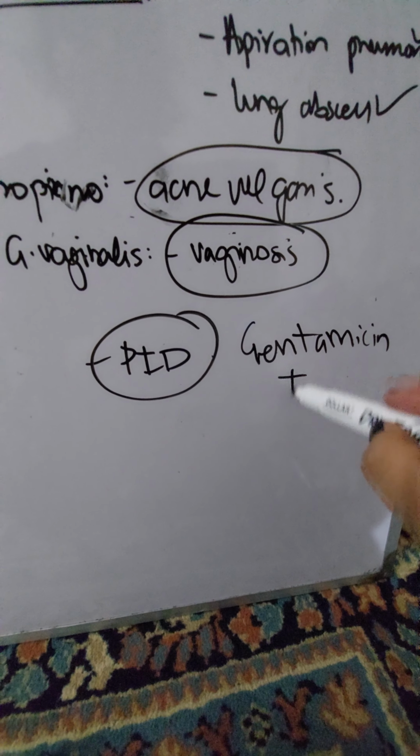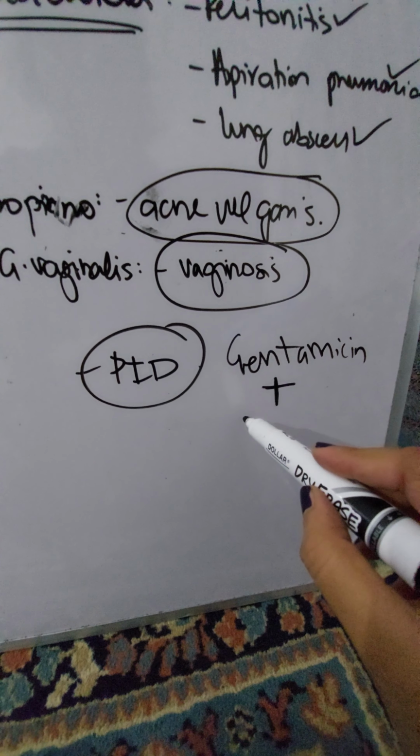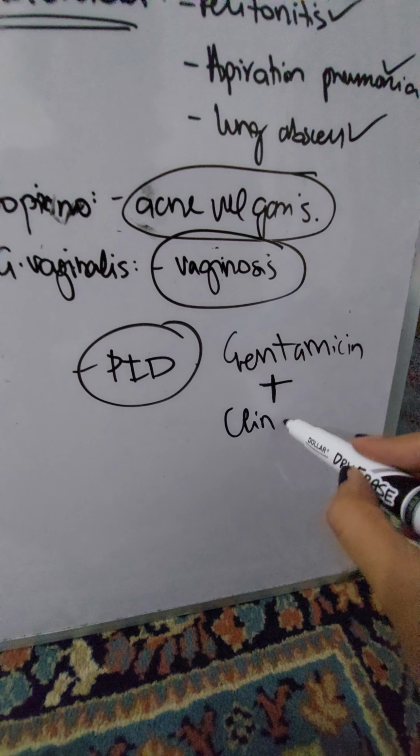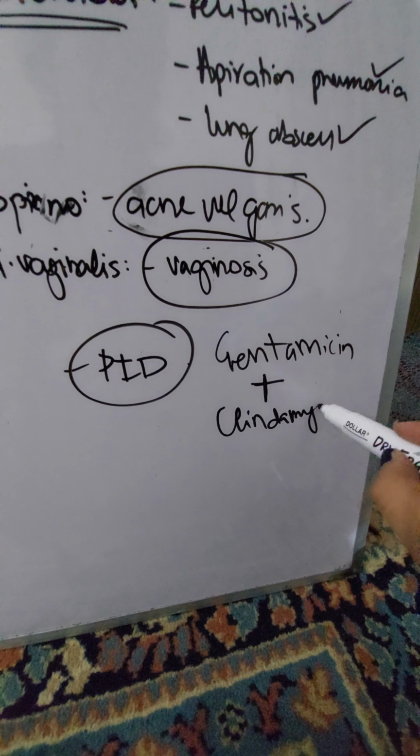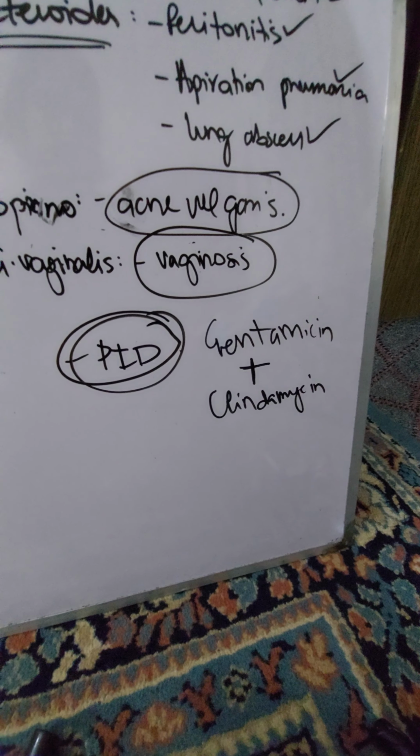So gentamicin and clindamycin are given for a lot of PIDs and endometrial infections, stuff like that.